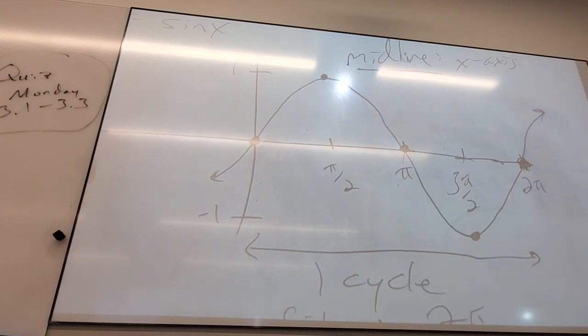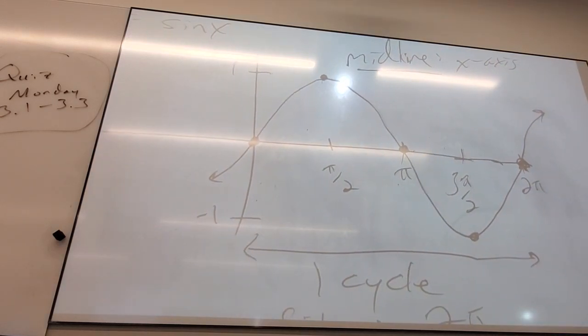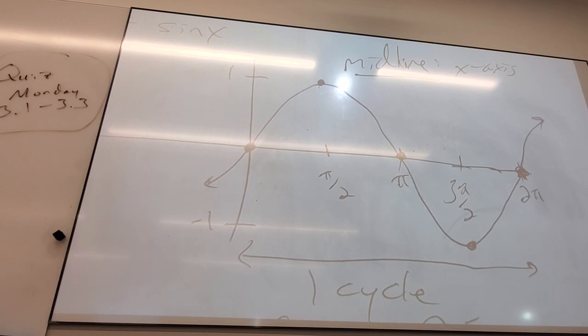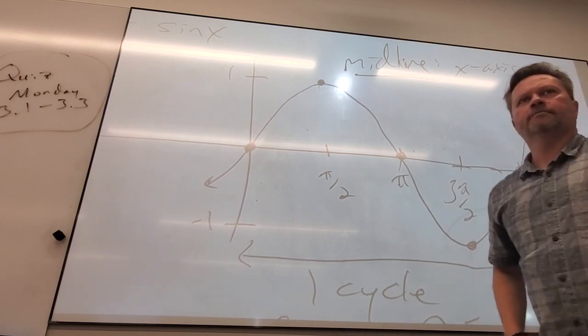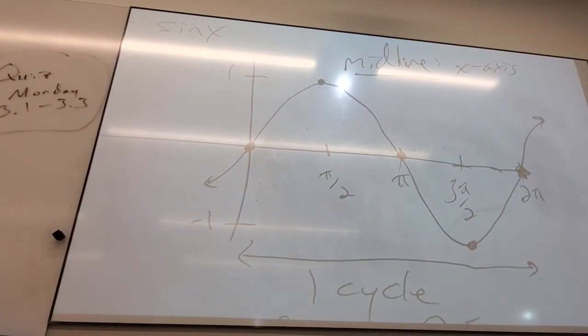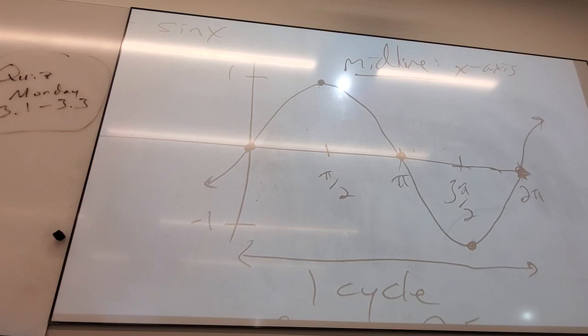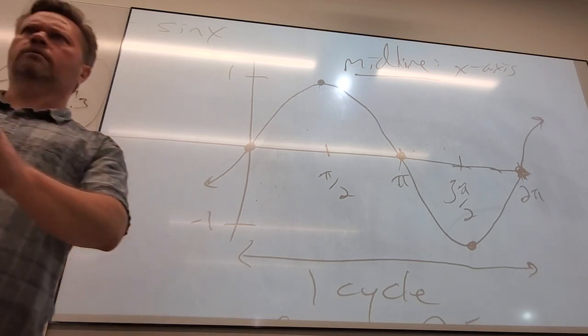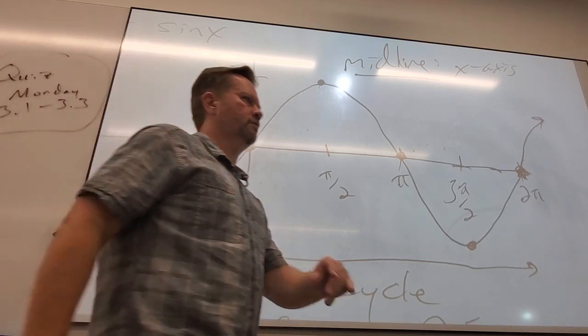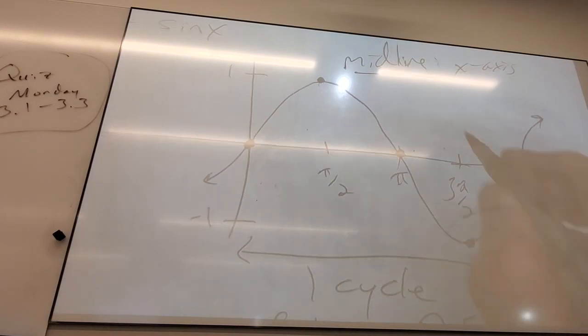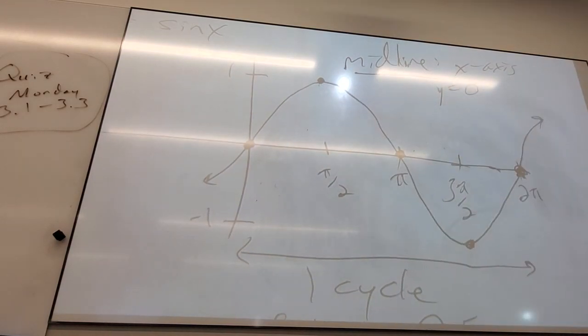Does anyone know, this could be a very strange question, the equation for the x-axis? Give me a point, any point that's on the x-axis. 2, 0. I like it. Give me another point that's on the x-axis. 5, 0. Give me another one. Negative 5, 0. So what's always true about any point on the x-axis? Y is 0. That's the equation of the x-axis. Y equals 0. You guys with me? So the midline, you could also say it's y equals 0.